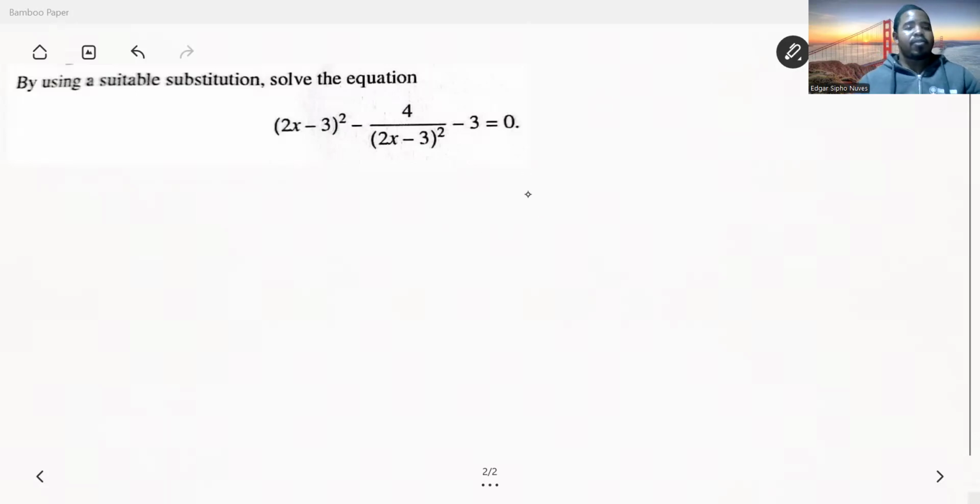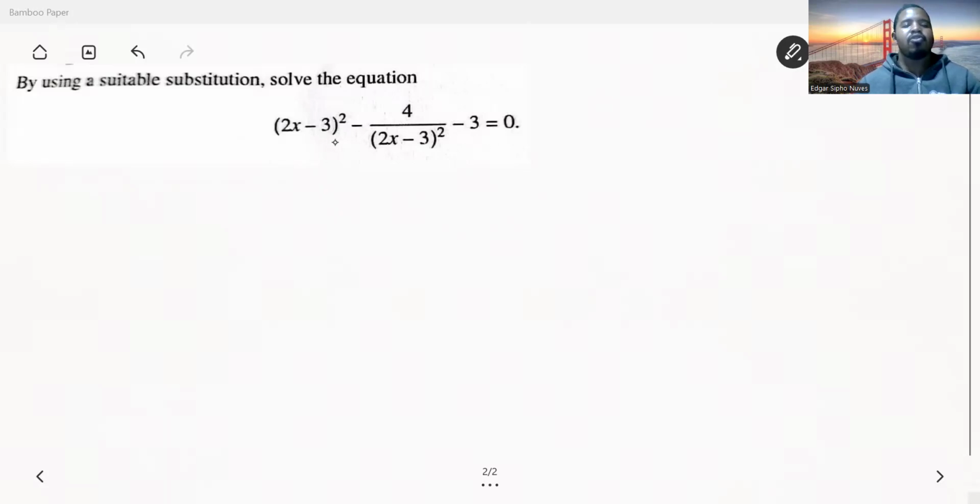In this video, we'll be looking at solving an equation via substitution. We're going to use an example from an older Cambridge exam. It says, by using a suitable substitution, solve the equation. And this is the equation that we have.